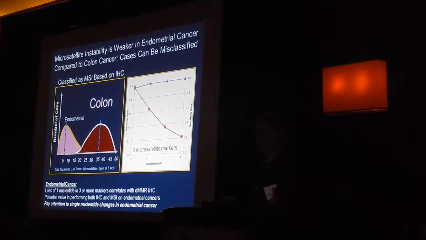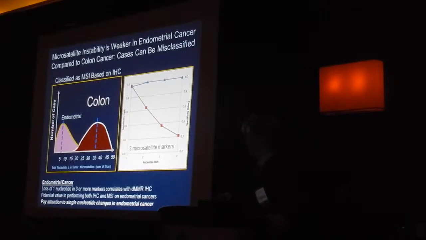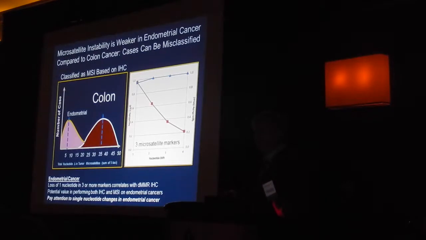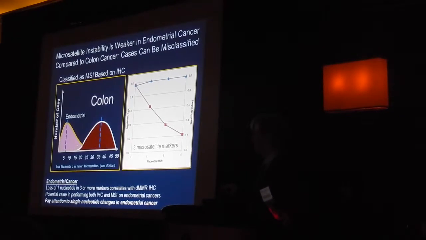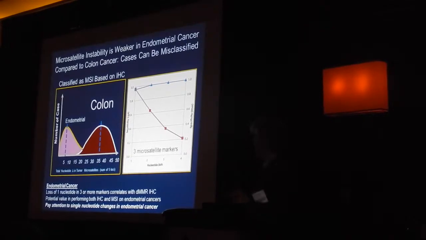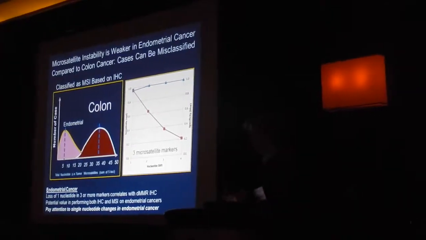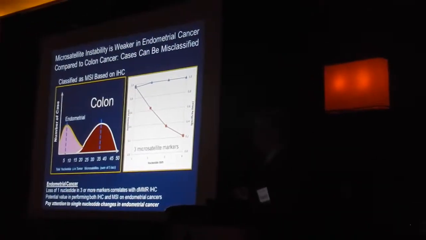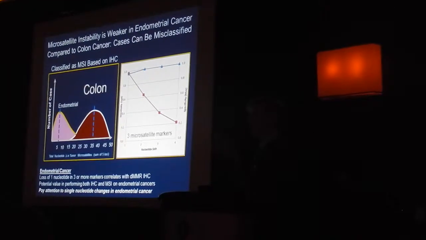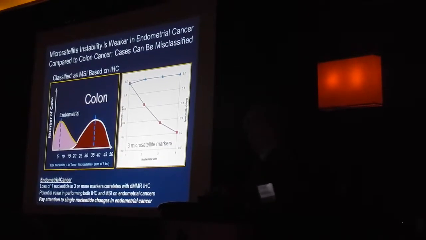So it's important if you look at these chromatograms and you're looking at endometrial cancer to pay attention to these single nucleotide exchanges because they're real and they reflect something. And these subtle changes really don't happen in colon cancer. When they shift, they really shift. So it's not really a problem. So endometrial cancer is good to do both IHC and MSI because that's your best way of maximizing your odds of detecting a case that has mismatch repair defects.